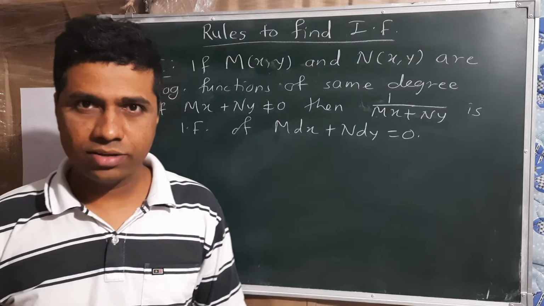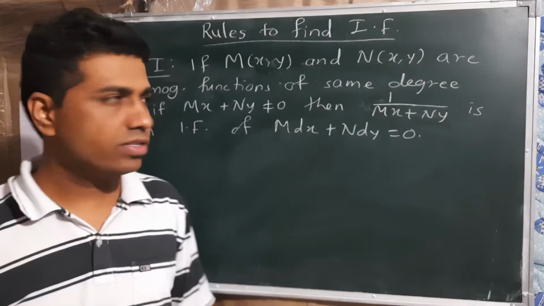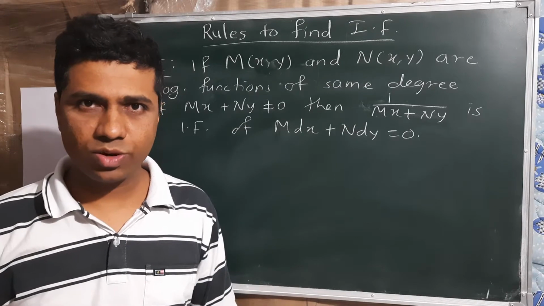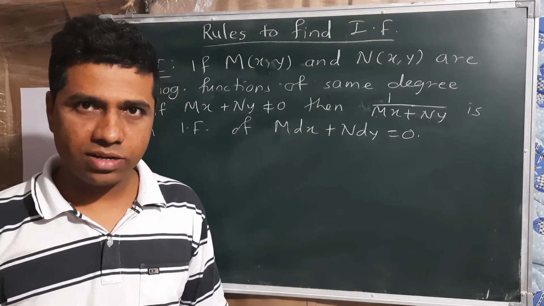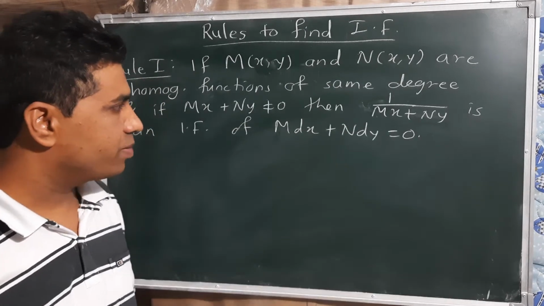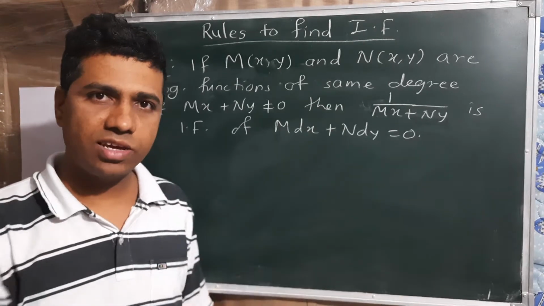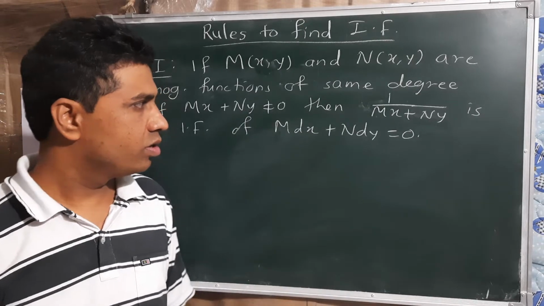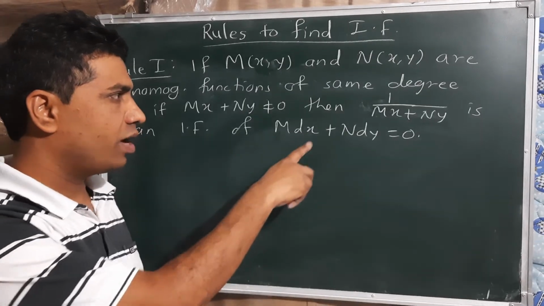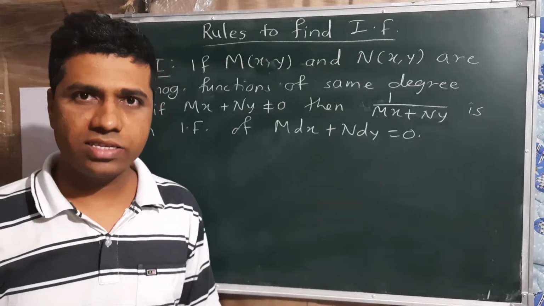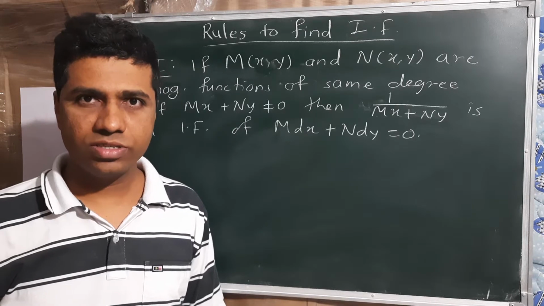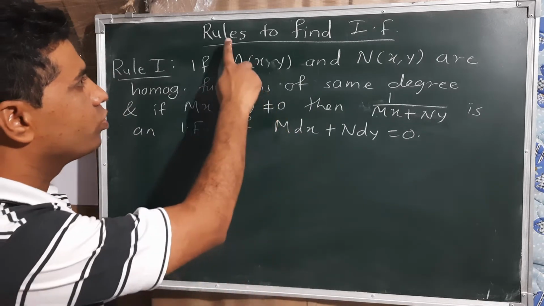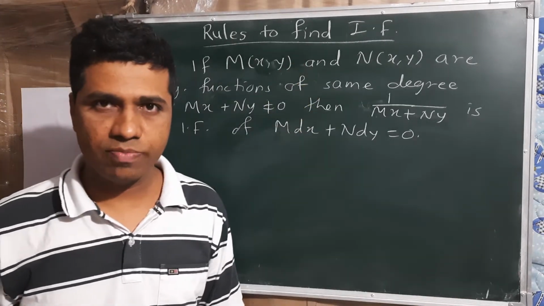We have seen that a differential equation of the form M dx plus N dy equal to 0 may not be exact, and if we multiply this differential equation by some factor, say mu, and mu into M dx plus N dy is exact, then such mu is called an integrating factor. Now we discuss some rules to find an integrating factor.